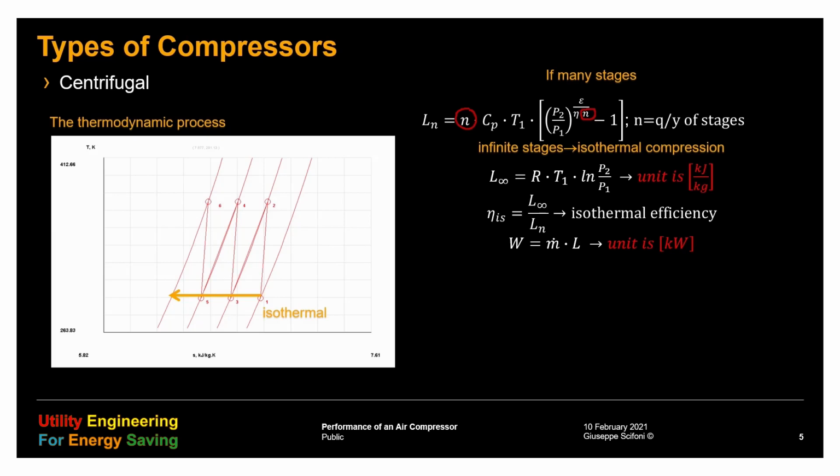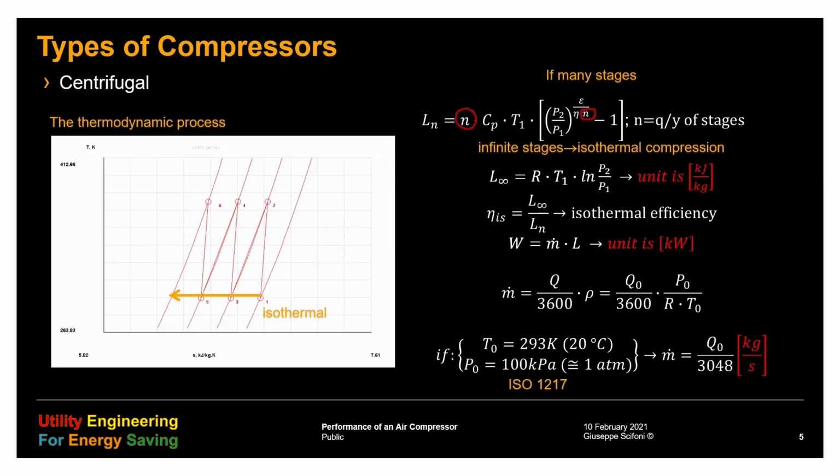This mass flow we can express as volumetric flow times the density. Now we are dealing with a compressible flow. The density is changing. Which shall we take as reference? By using the standard ISO 1217, the reference conditions are 20 degrees and 100 kilopascal. So we can write the mass flow as a volumetric flow at standard condition, divided by a constant 3048. We remember that the mass flow in this case is kilogram per second, while the volumetric flow rate is cubic meter per hour.